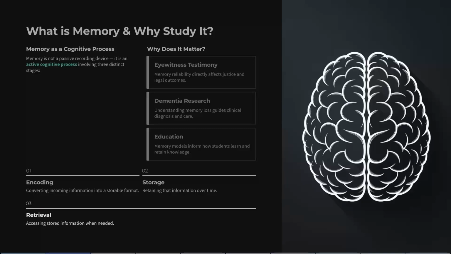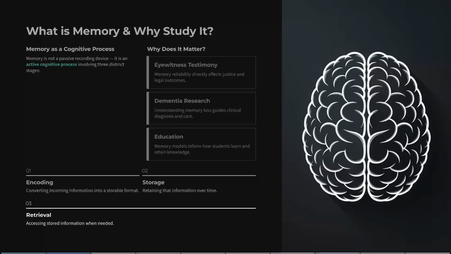Retrieval is the third stage, accessing stored information when you need it. And this is where memory most visibly fails us. You know the feeling of having something on the tip of your tongue. The information is stored, but retrieval has broken down.